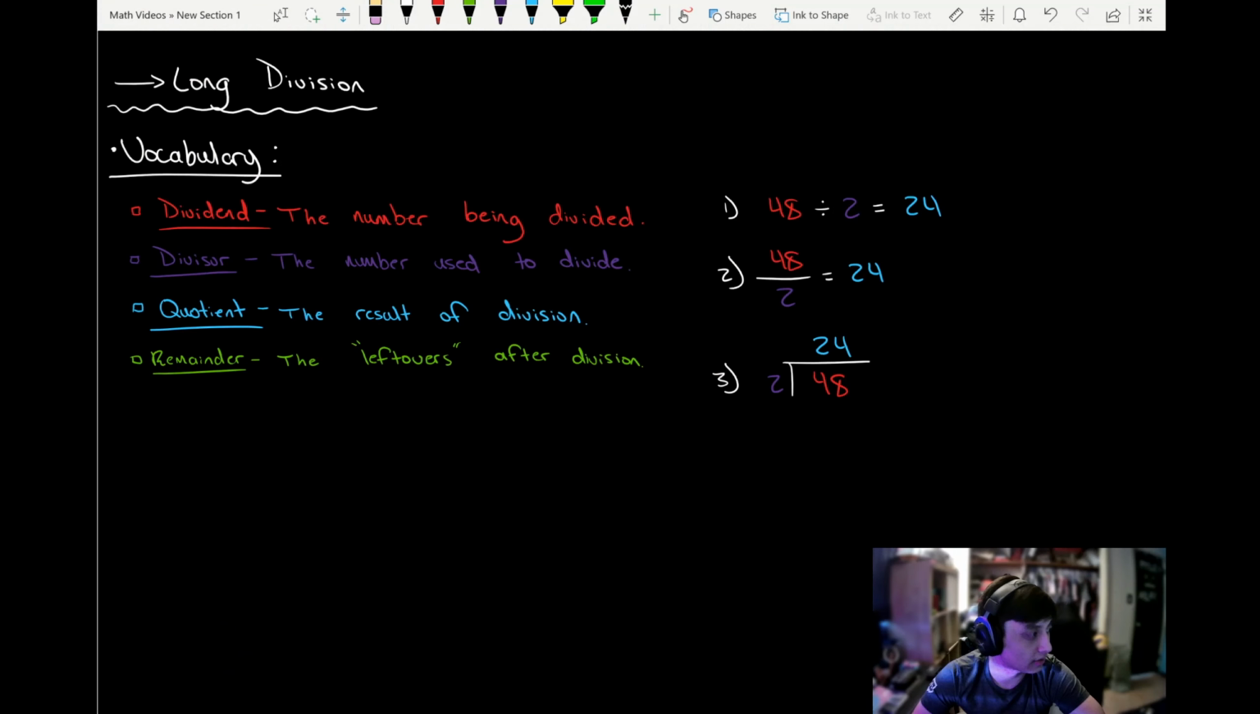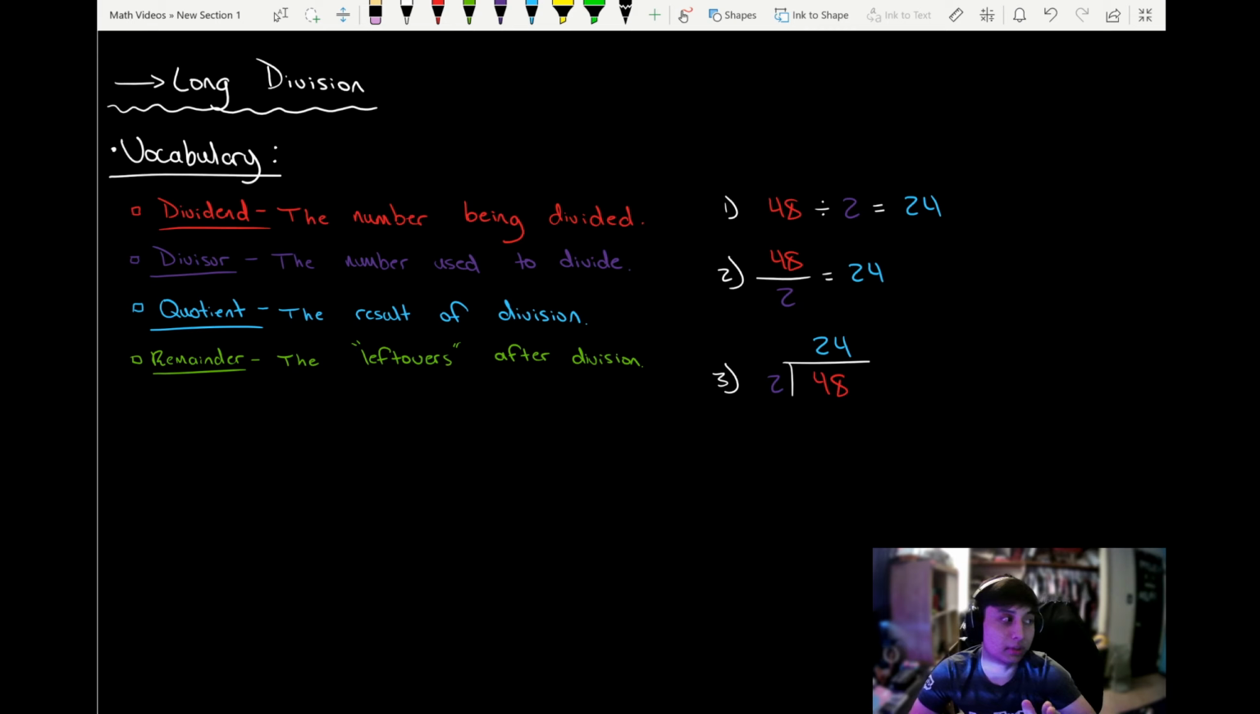So, before we actually get into the process, I want to go over some vocab. Here's the vocab. So the first word is dividend, which is the number being divided. Then we have divisor, which is the number used to divide. The quotient, the result of division, so the answer. And remainder, which is the leftovers after division.